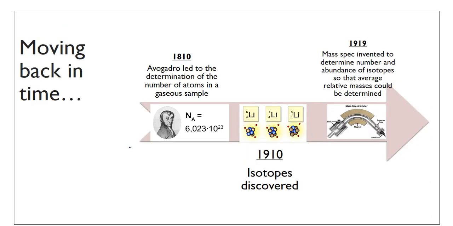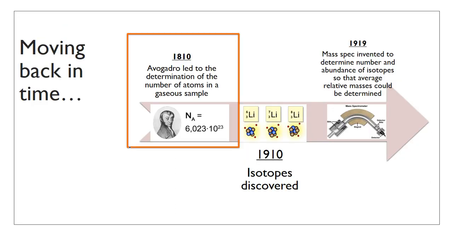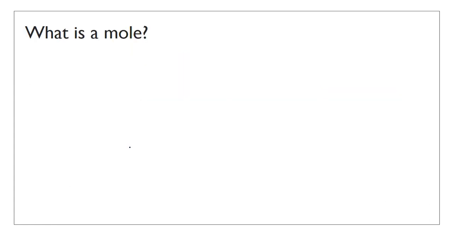So we're going back in time a little bit here. This is a very, very old idea that was first proposed in 1810, which is much earlier than the idea of isotopes or the use of mass spectrometry. So what is a mole?